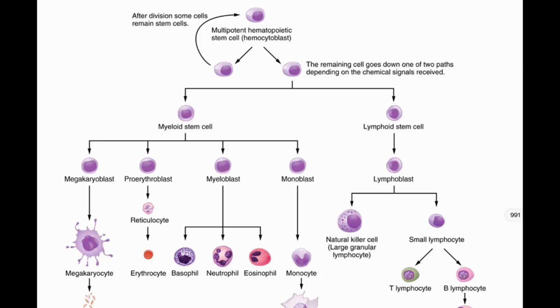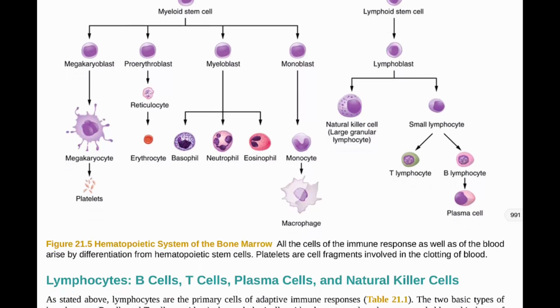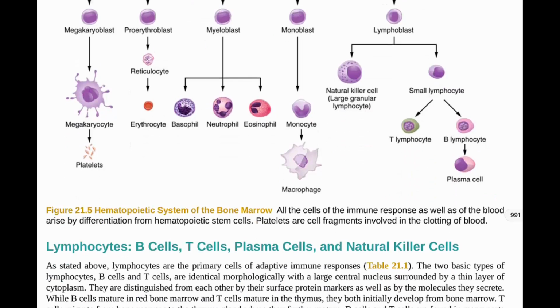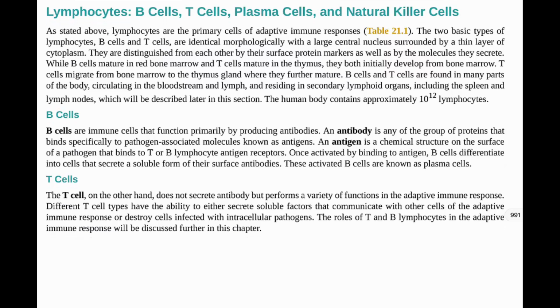So this chart here, remember from our blood, we're going to be taking a look at a couple of these cells. The macrophage we're going to be talking about. We're going to be talking about T cells or T lymphocytes and B cells, as well as plasma cells, which are a differentiated type of our B cell. And then we'll talk about our natural killer cells as well. So first we're going to go down to our lymphocyte section here and talk about these different types of cells very briefly, and then we'll get into more detail.